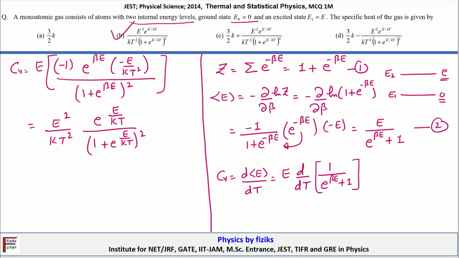So there is a little correction here in the solution of this problem. Actually, I made a mistake while concluding this result. So we must pay attention to the statement of the question. We are given a monatomic gas, which consists of atoms with two internal energy levels. The contribution of the internal energy spectra of the gas molecule will be in addition to its translational motion. Let's try to understand this problem.